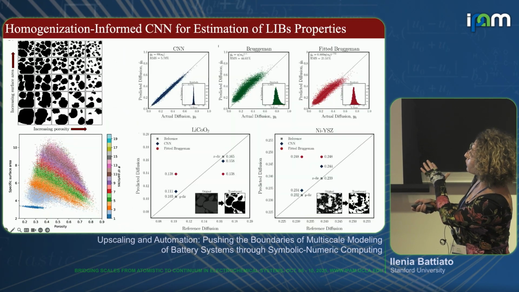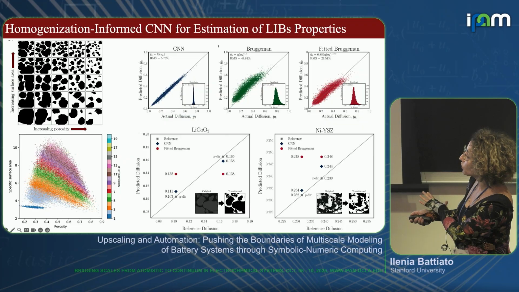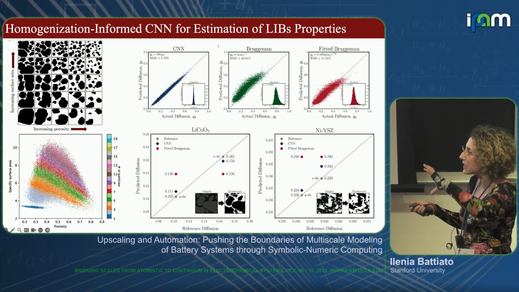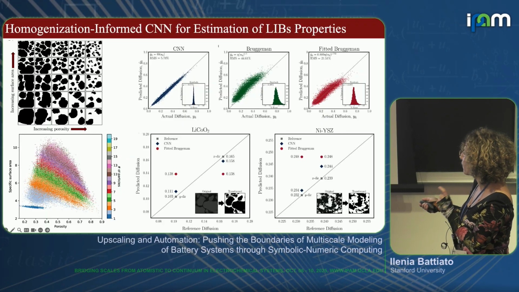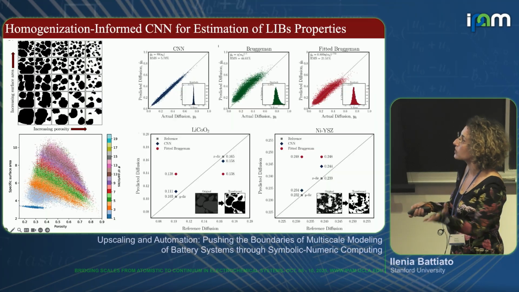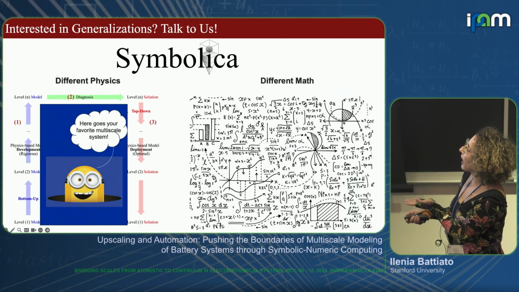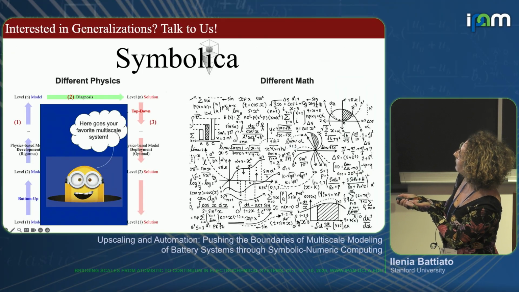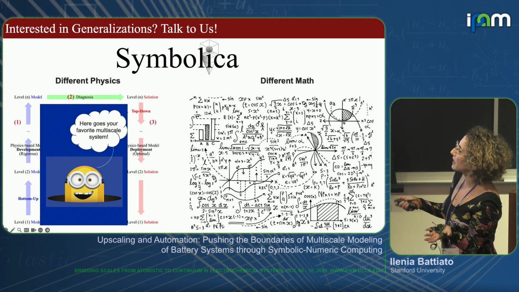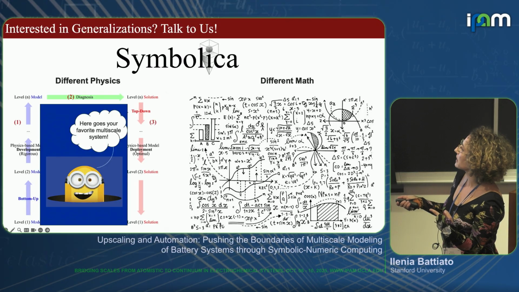Of course, we can do this also for electrochemical transport. There are a lot of opportunities for CNN where we can, within this theory, also calculate effective parameters very accurately from the images of structures. I'm not going to go there. And then, essentially, I think that's all of it. So if you have different physics, here goes your favorite multiscale systems.